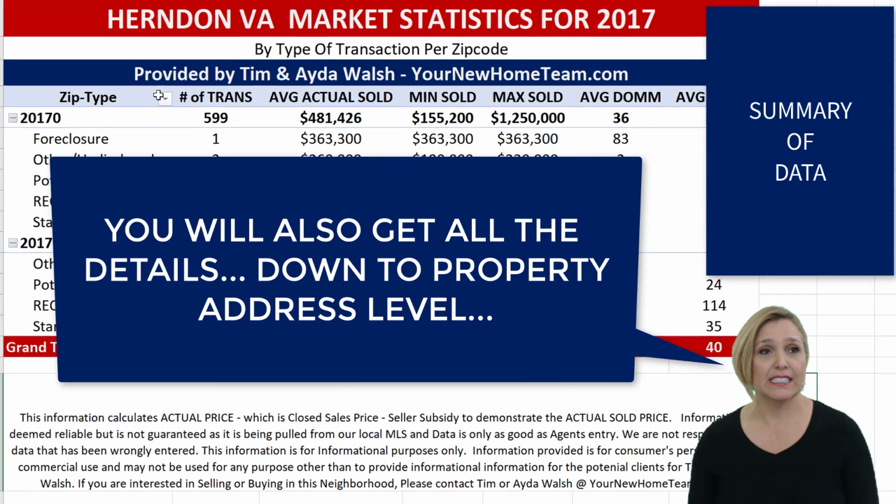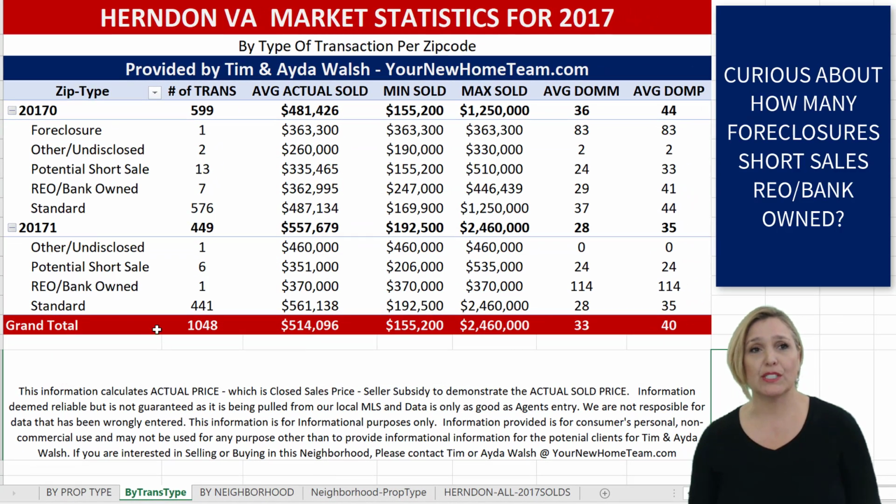So the next one is by transaction type. Some people want to know, how many foreclosures were there, how many bank-owned, how many potential sales, and then there's also some other or undisclosed types as well. So you can see here we have the foreclosures, short sales, and the REOs, number of properties. Again, the averages for all of those as well.